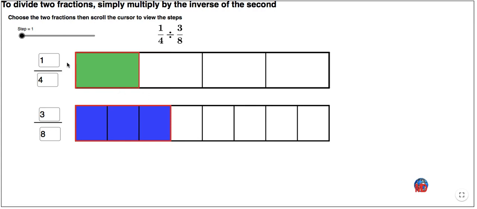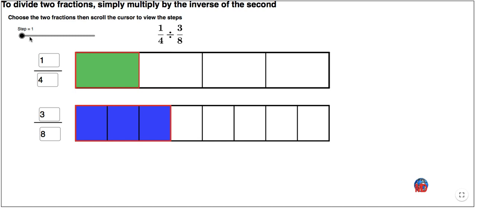So this visual helps us see how we can look at division as a ratio. Here we're dividing a 1/4 fraction by a 3/8 fraction. Here's my 1/4 fraction, here's my 3/8 fraction. And I can see, relatively clearly anyways, that this looks like 2 parts compared to 3 parts. So the answer to this division should be 2 to 3, or 2/3.